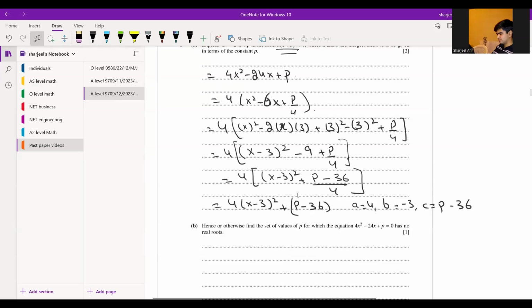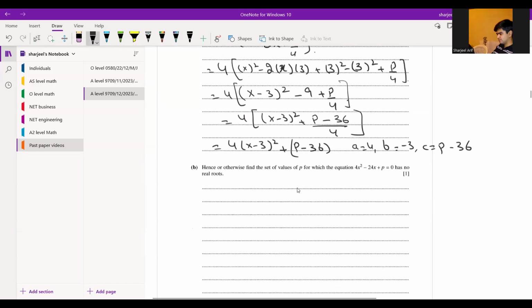For part b, we have to find, hence or otherwise, the set of values of p for which the given expression has no real roots. So we will have to use the discriminant method for this one, because no real roots means b square minus 4ac should be less than 0. We have the value of b as minus 24, 4 into 4 into p, that should be less than 0. We will get 576 minus 16p less than 0.